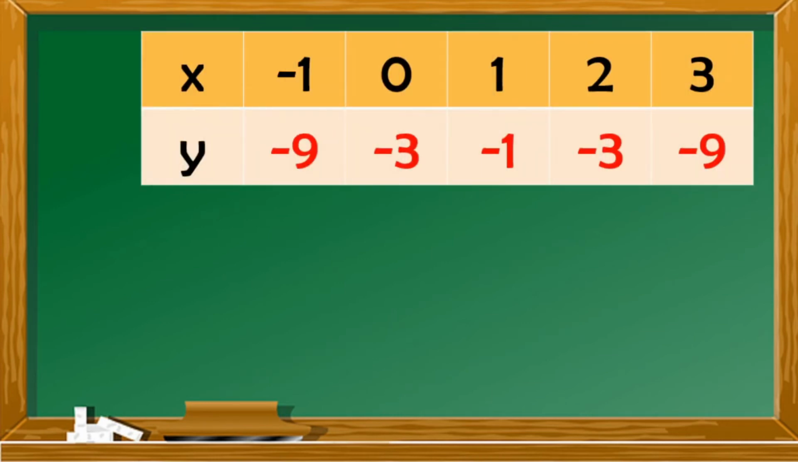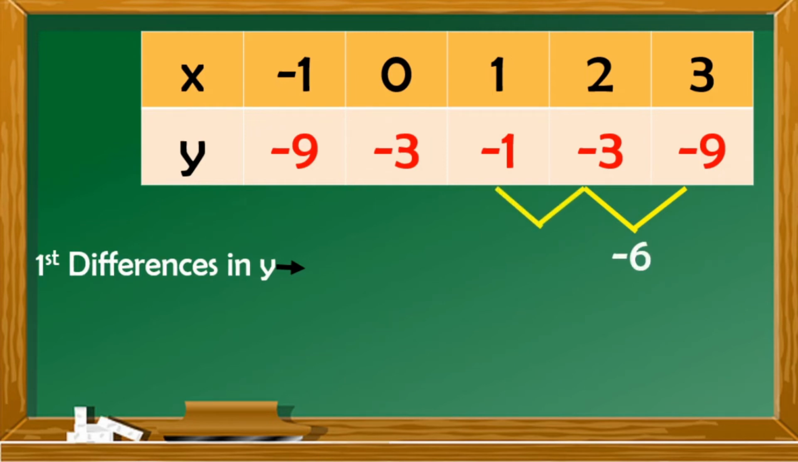Again, let us show that this table has equal second differences, because this table represents a quadratic function. Let's start with -9 minus -3, and that is equal to -6. -3 minus -1, that is equal to -2. -1 minus -3, that is equal to +2. And -3 minus -9, that is equal to +6.